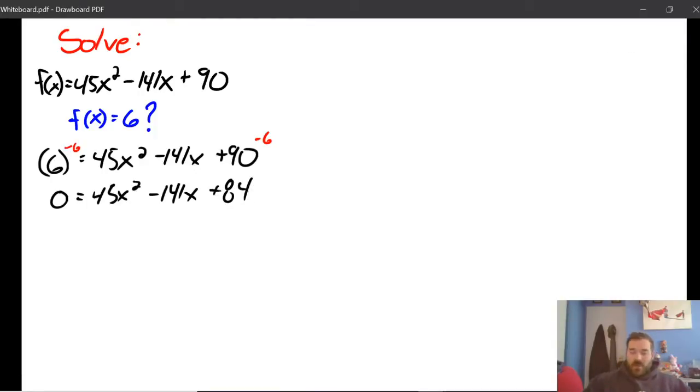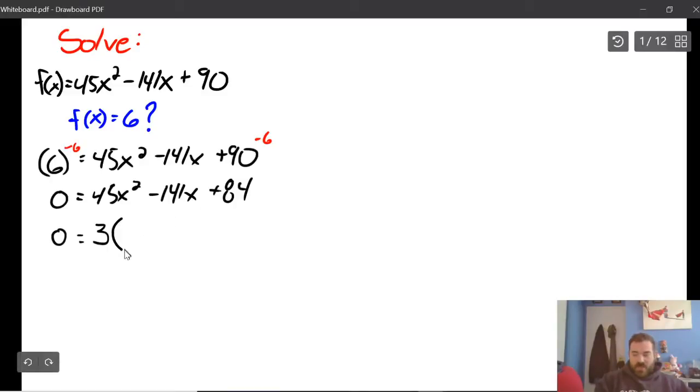And now I want to know if there's any GCF. So now I can actually go ahead and start to factor. So I'm looking for my greatest common factor, and I do have one. I have a greatest common factor of 45, 141, and 84. Those are all divisible by 3. So I'm going to have 15x squared minus 47x plus 28.